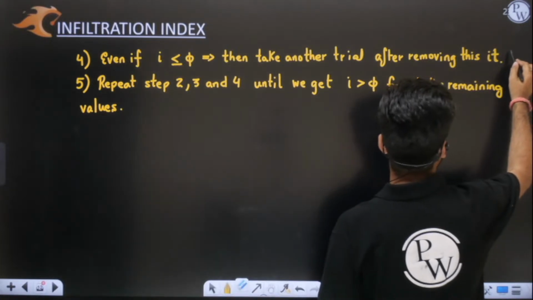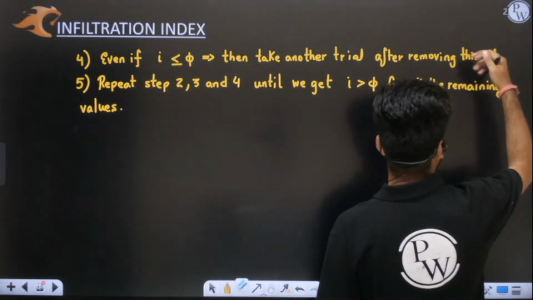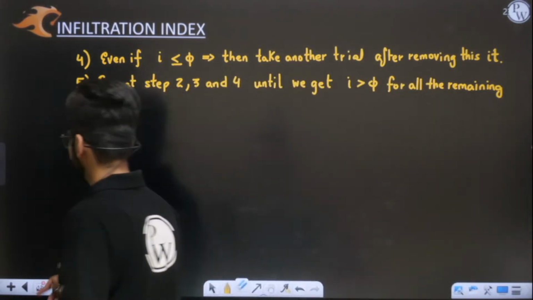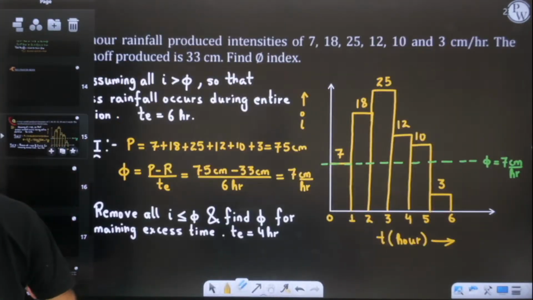After removing this, this is not it. This is I into T. Okay, this is not it. This is I into T. So let us solve here.